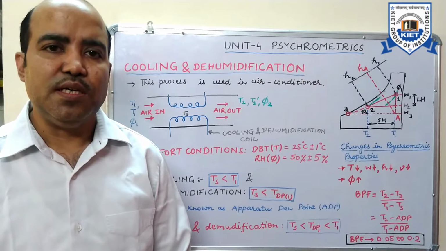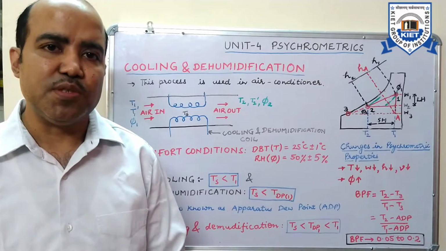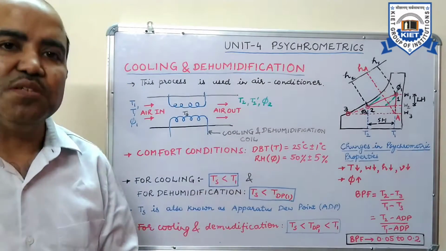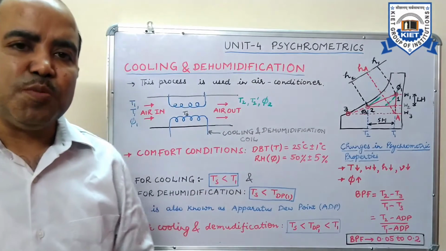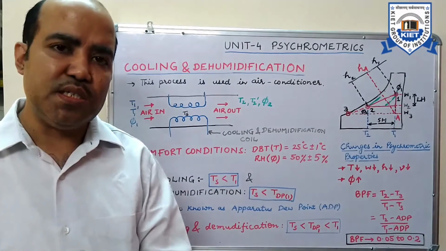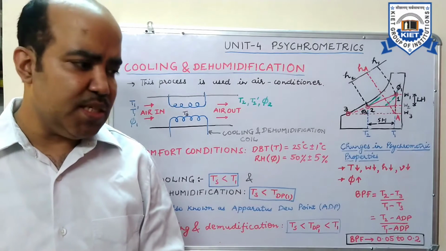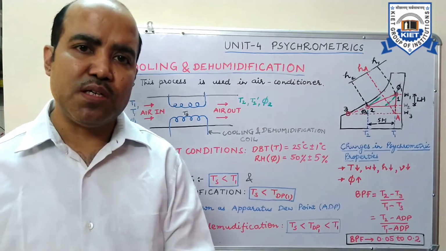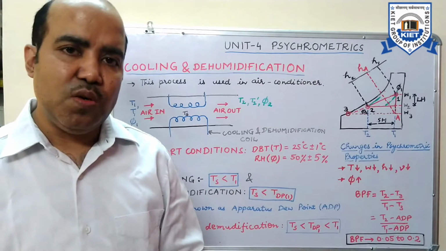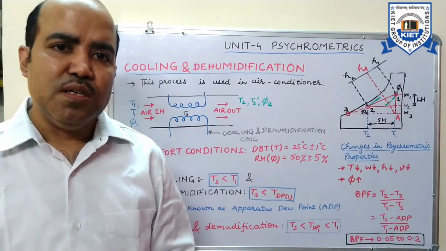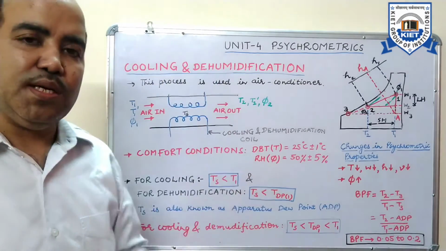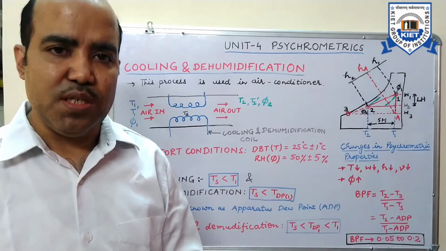In this lecture, I will discuss another psychrometric process whose name is cooling and dehumidification. This process is mainly used in the air conditioner, that is the window air conditioner or split air conditioner, as often you see, which is installed in your homes. In those air conditioners, the air is subjected to cooling and dehumidification.